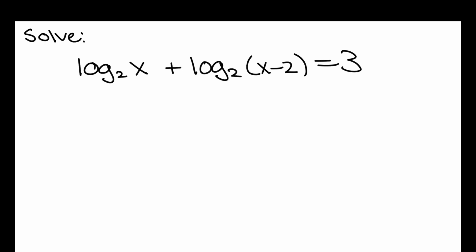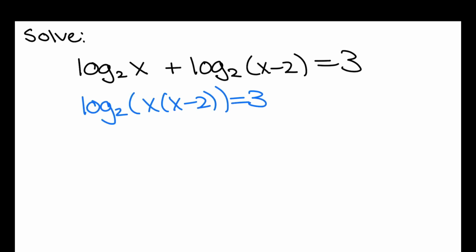Solve the equation log base 2 of x plus log base 2 of x minus 2 equals 3. The first step is to isolate the log. We want one log by itself on one side of the equation. This time, since we have a sum of logs, we can use that property and rewrite this as a log of a product. So log base 2 of x plus log base 2 of x minus 2 turns into log base 2 of x times x minus 2.